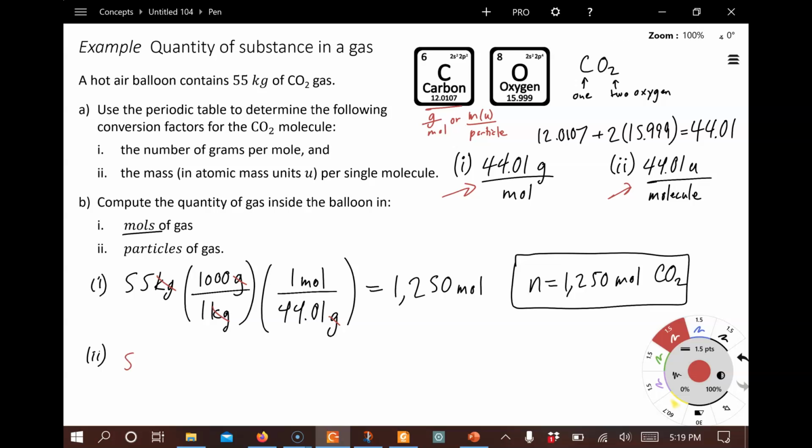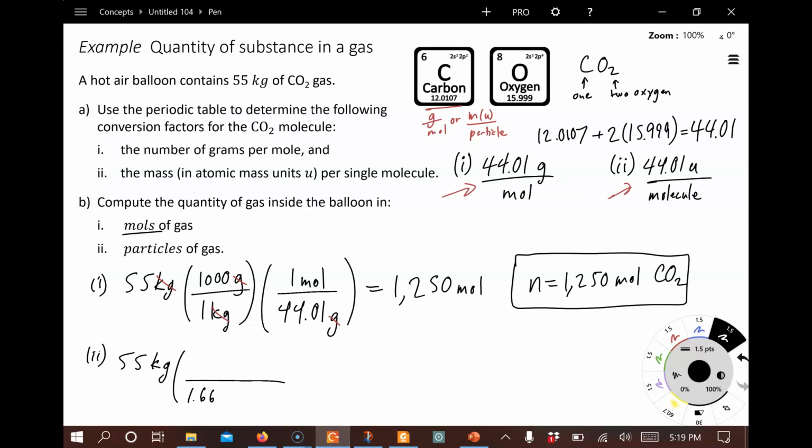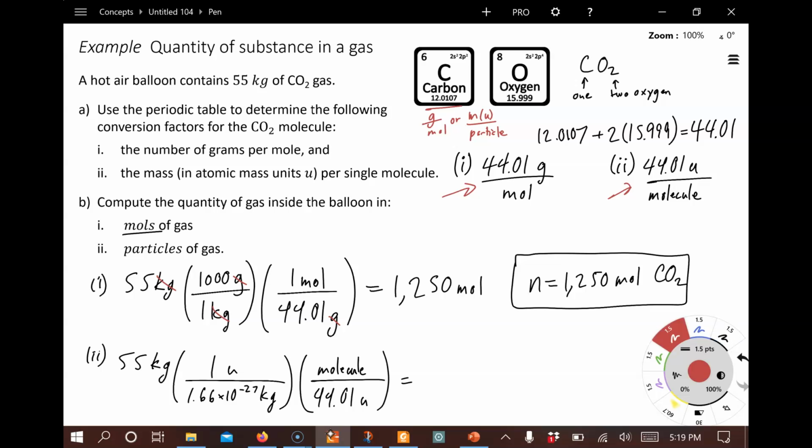So say I've got 55 kilograms. I need to convert between kilograms and atomic mass units. 1 U is this really small amount of kilograms, 1.66 times 10 to the minus 27. That's 1 atomic mass unit. Now we can use the conversion factor between atomic mass units and molecules: 44.01 atomic mass units per molecule of CO2. Let's check that our units cancel correctly.